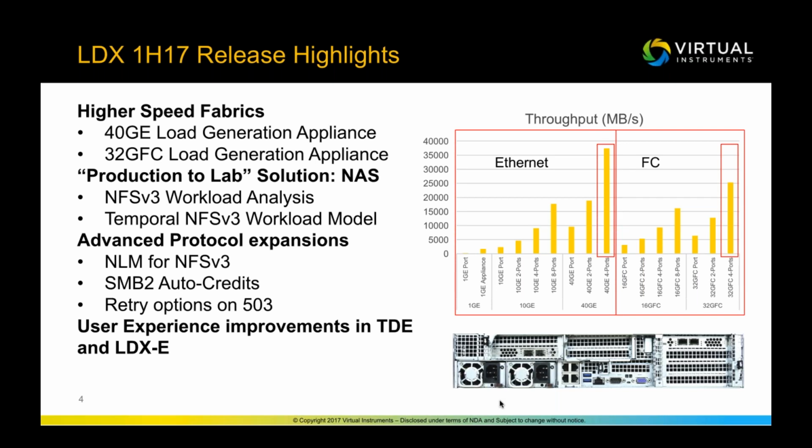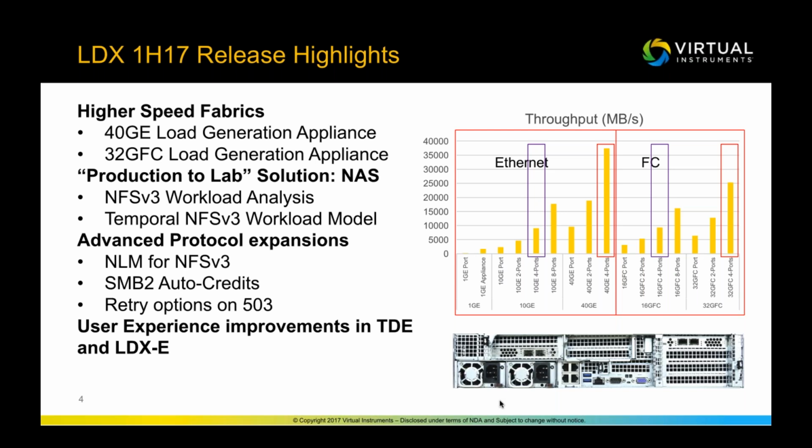The 2 appliances come in 2 configurations, a 2-port configuration and a 4-port configuration. If you compare, let's say, the 4-port 40 gig load generation appliance to the 4-port 10 gig load generation appliance, you can see that you can get some extremely impressive performance, and pretty much the same story on the fiber channel side as well.